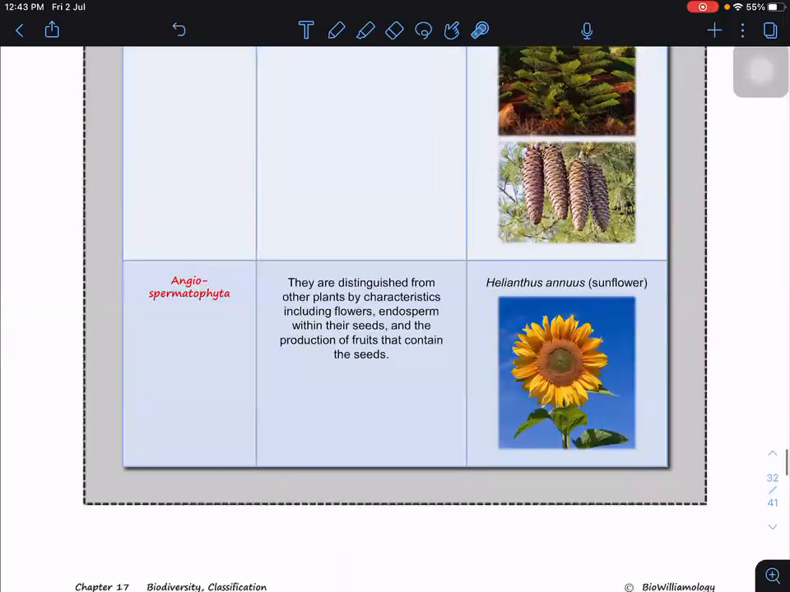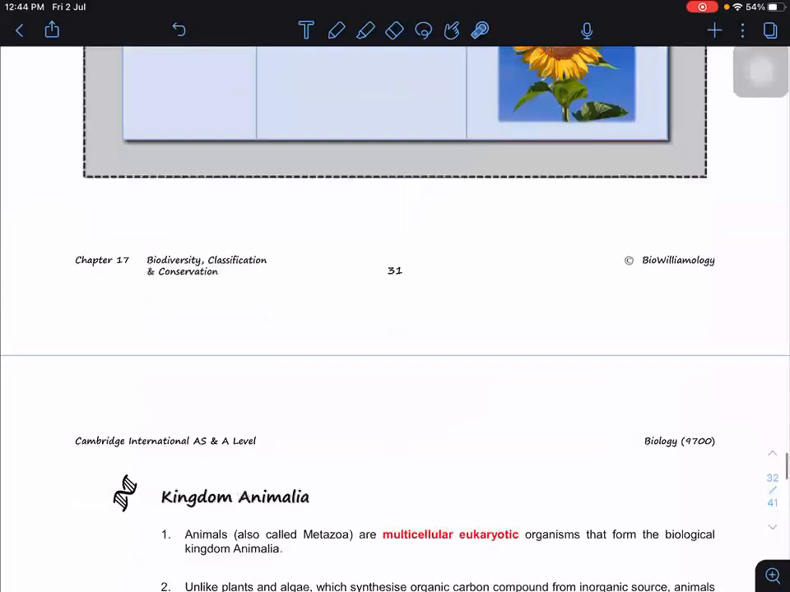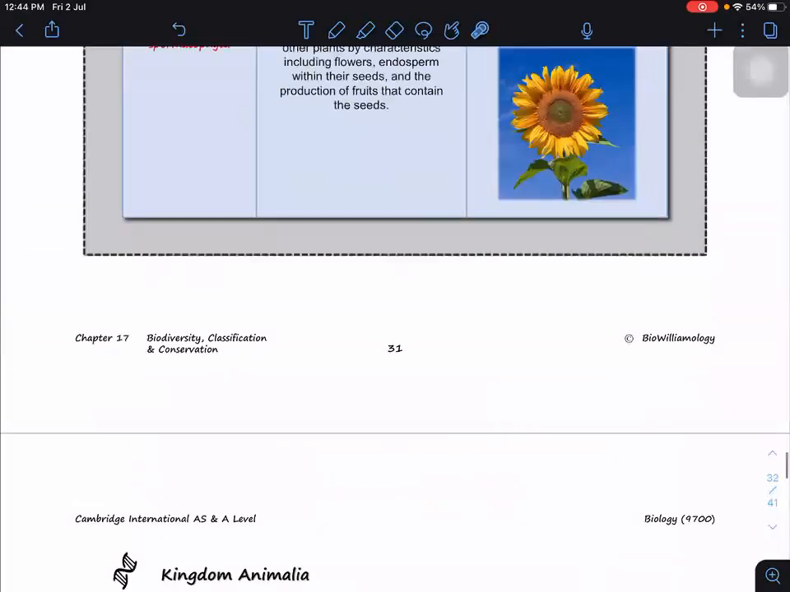And then we have this very broad group here called Angiospermatophyta. It's actually one word, Angiospermatophyta, but because it's too long, I cannot fit it into this column, so I split it. It's all Angiospermatophyta. Angiosperm basically means seed-bearing plants. So they have flowers, they have seeds, and produce a fruit that contains the seed, okay? So with this, I stop here.